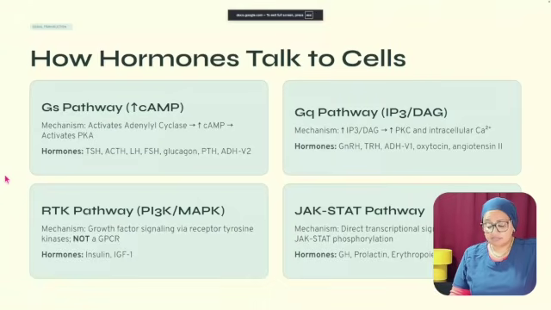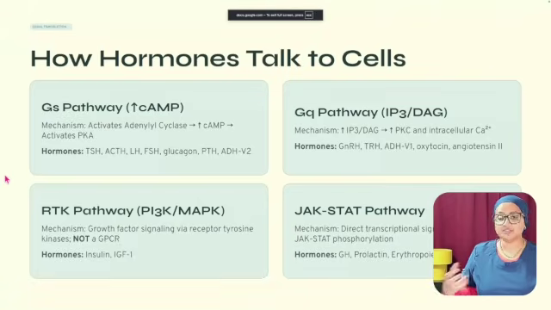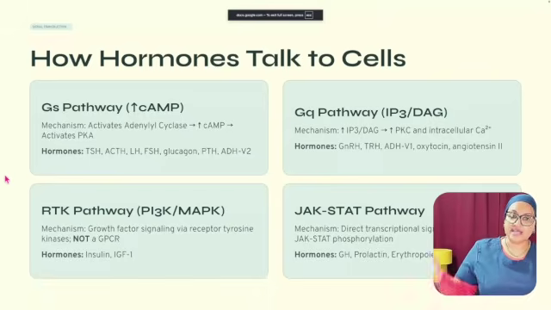And then we have other forms of receptors like steroid hormone and thyroid hormone receptors. There is no second messenger. These are intracellular receptors. The hormone itself enters the cell, binds its receptor, and then the complex modifies gene transcription directly in the nucleus.